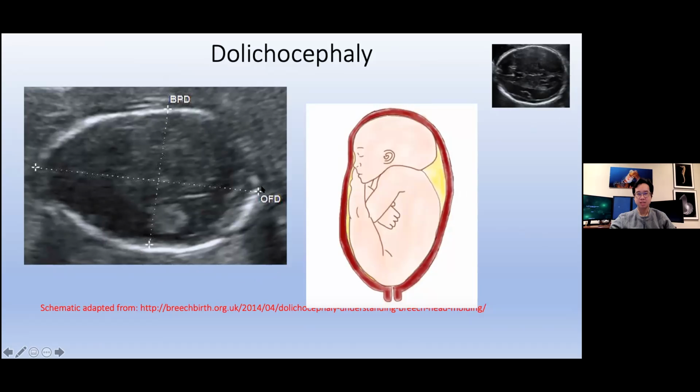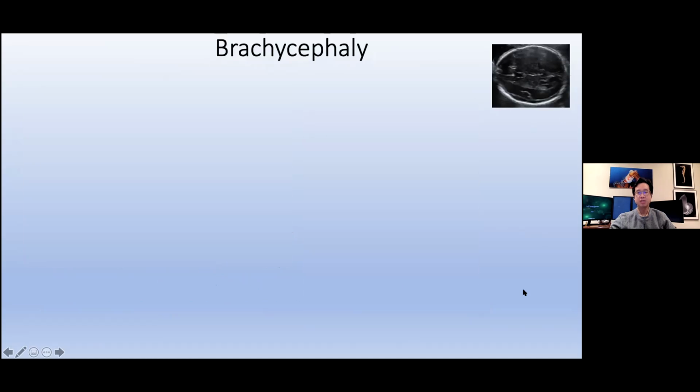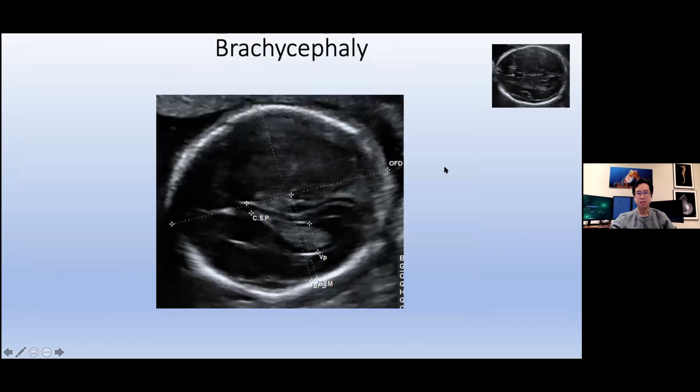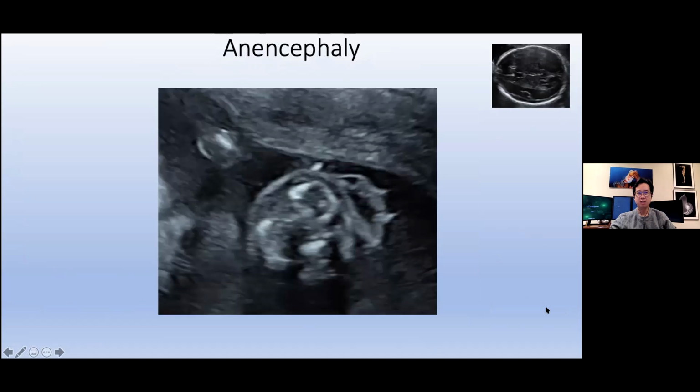Often this is related to low amniotic fluid volume. The skull just gets squashed. So you can see the biparietal diameter is quite small relative to the head circumference size, and it's an elongated skull. So this is dolichocephaly. Brachycephaly is the opposite, where the skull looks much more rounded, okay?